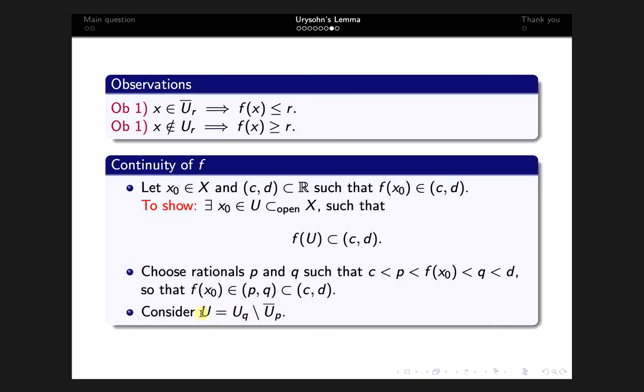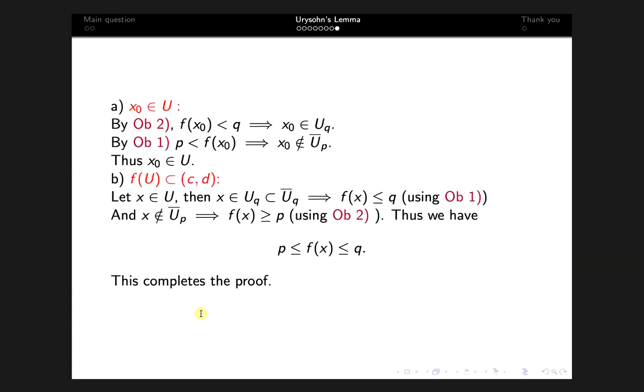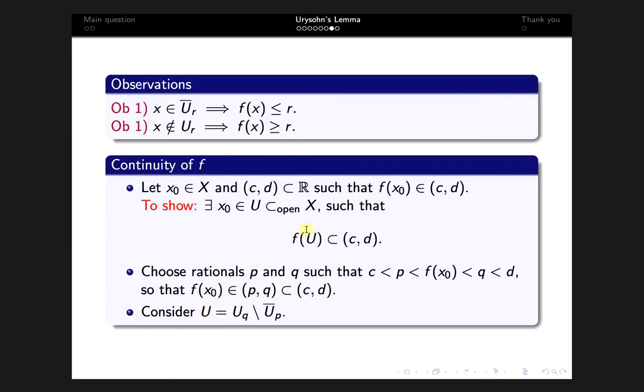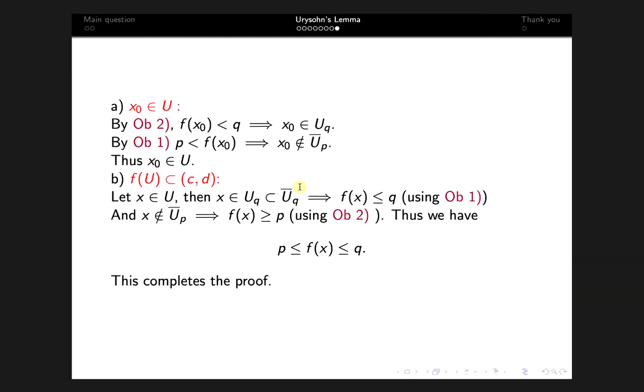So our claim is that U is the required open subset of X containing x naught, such that f of U is contained in (C, D). So that we prove here. So first of all, we first show that little x naught belongs to U.